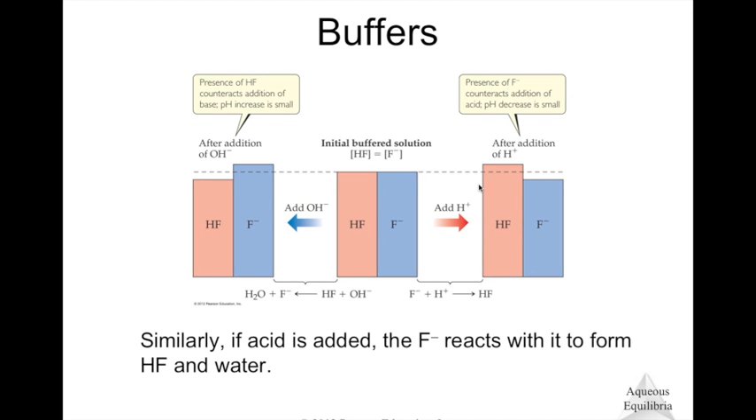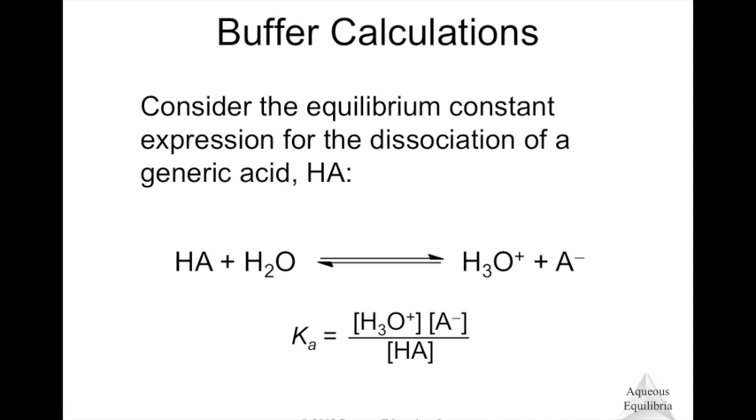Similarly, if we were to add an acid, that's going to react with the F minus to form hydrofluoric acid and water. So the F minus goes down, which means the pH is going up, but you're creating more of this HF, so the pH is going down. So they counteract each other.